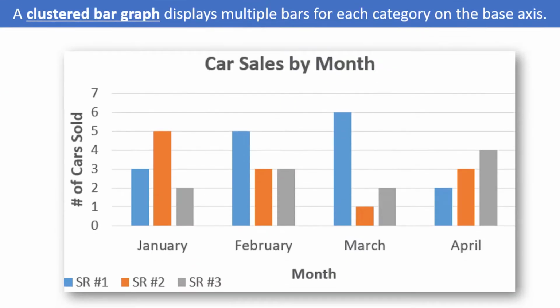Sometimes you will see bar charts with several bars for each level on the base axis. We call these types of charts clustered bar graphs. Here we can see the number of car sales for 3 sales reps in the first quarter of the year in a clustered bar graph.